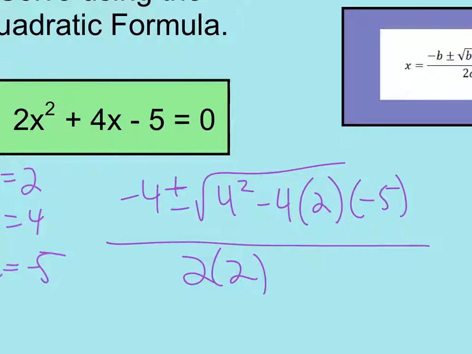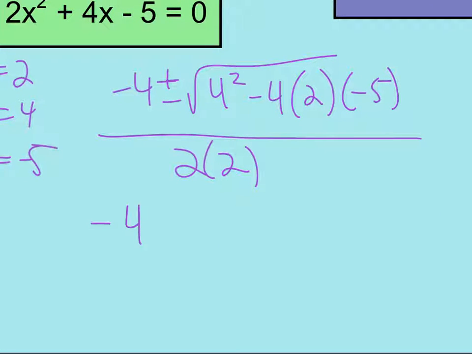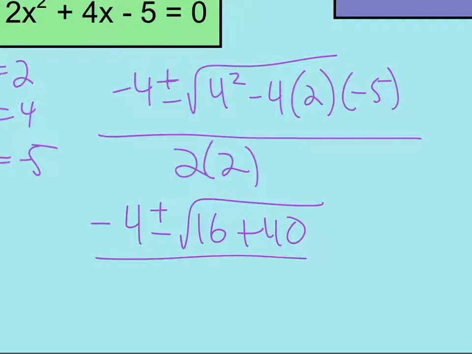All right, so negative b plus or minus the square root of b squared minus 4ac all over 2 times a. So that gives me 16 minus 4 times 2, which is 8, times negative 5, which is going to be 40, over 4.